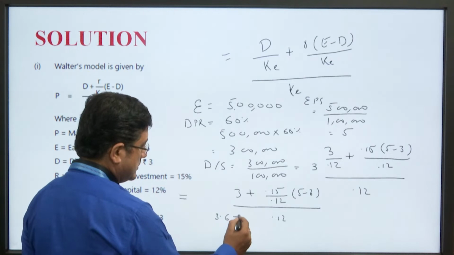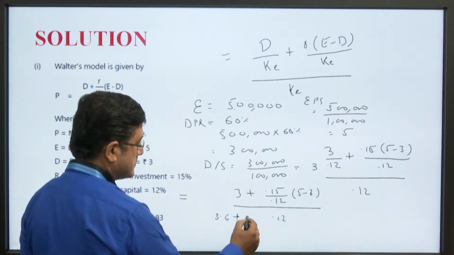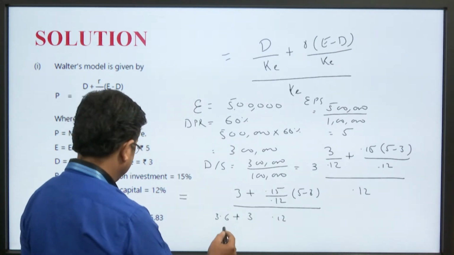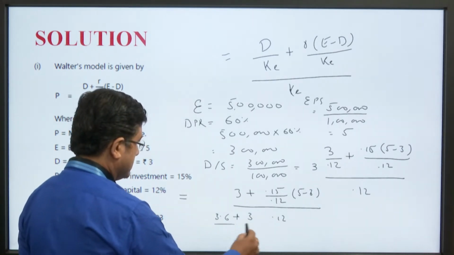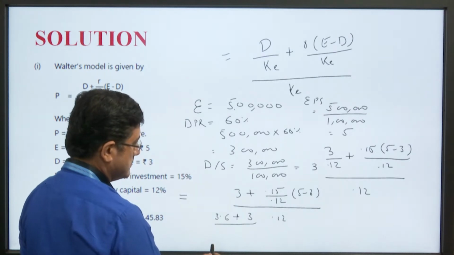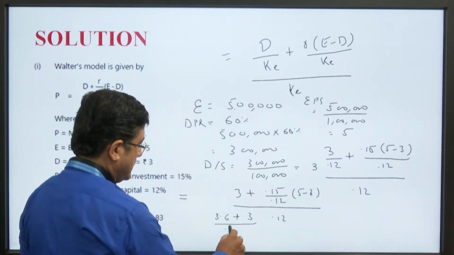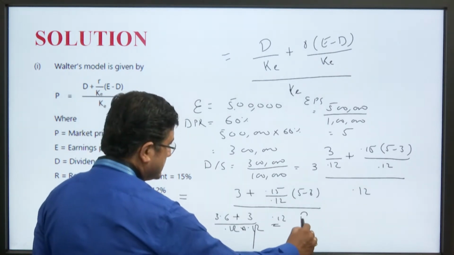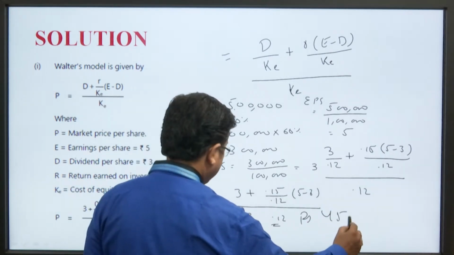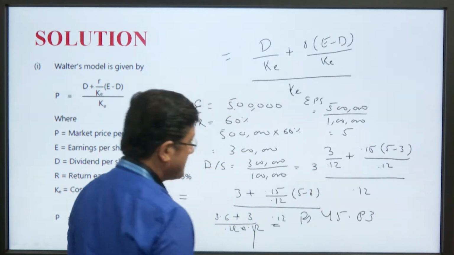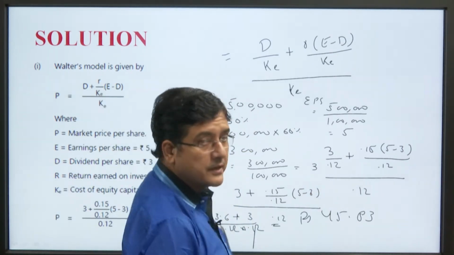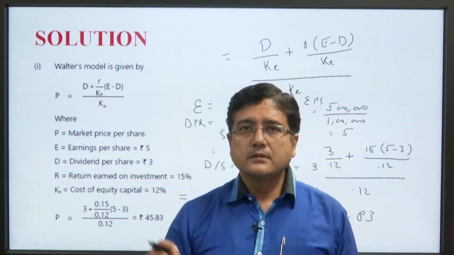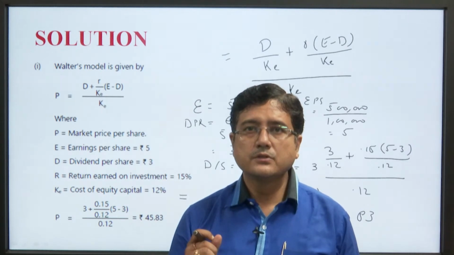3.6 plus 3, divided by 1.2 into 1.2. The answer will be rupees 45.83. So, this is the price of the share.